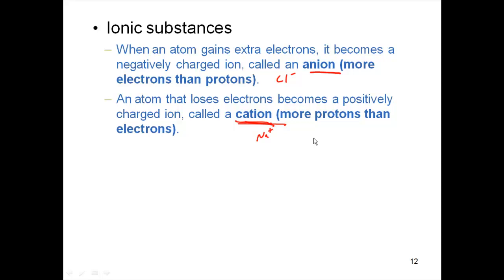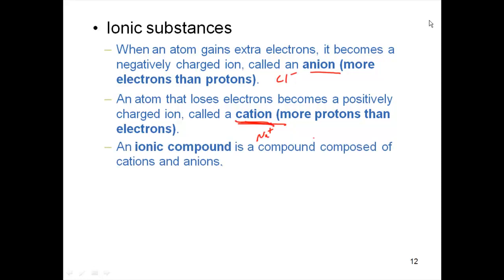When we put the anion and the cation together, we refer to that as an ionic compound. An ionic compound is a compound composed of cations and anions. So when we put the two together, then we basically have an ionic compound. Notice we do not put the charges when we put the two species together.